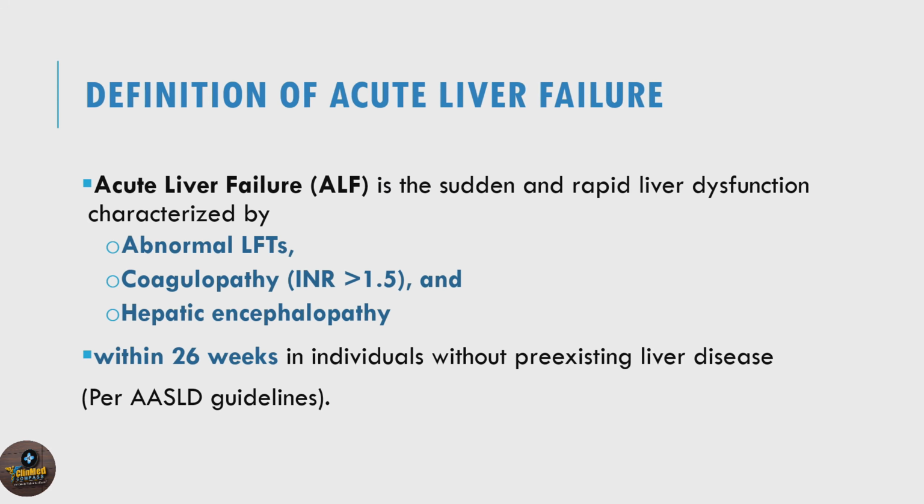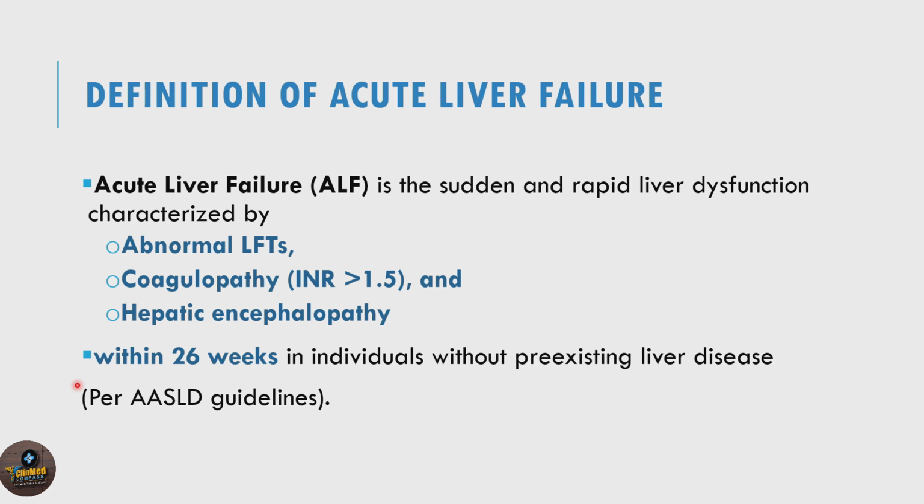According to the American Association for the Study of Liver Diseases, acute liver failure is defined as a sudden and rapid deterioration in liver function. It is characterized by abnormal liver function tests, coagulopathy, evidenced by an international normalized ratio INR of greater than 1.5, and the presence of hepatic encephalopathy. Crucially, this occurs within 26 weeks of the onset of illness in a patient without prior known liver disease.